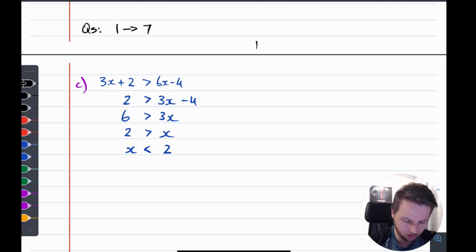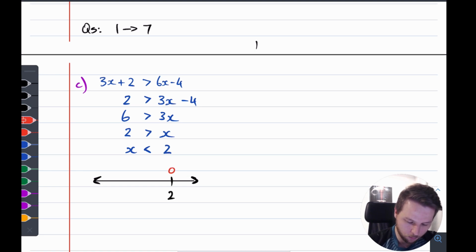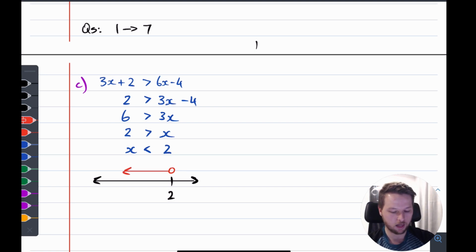Awesome. And lastly, we just got to sketch this on a number line. X is less than 2, so I'm going to put 2 over on the right here, and it's an open circle and a line to the left with an arrow on the end.